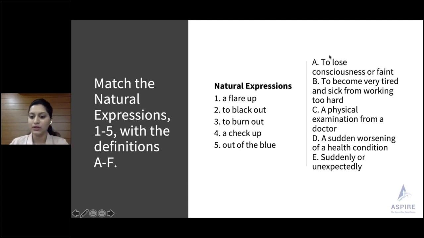So a flare up would be a sudden worsening of a health condition. To black out is to lose consciousness or to faint. To burn out is to become very tired and sick from working too hard. A checkup would be a physical examination from a doctor, and out of the blue is unexpectedly or suddenly. It's better to use these natural expressions during your speaking rather than going into terminology like this.